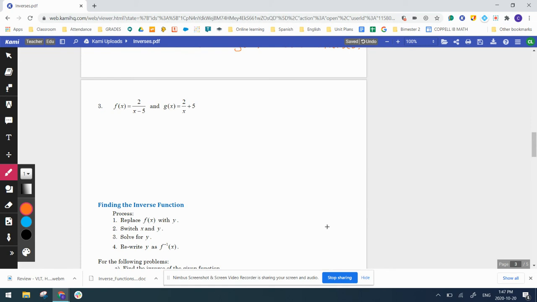So there's one more here for you. I want you to see if these two are in fact inverses of each other.